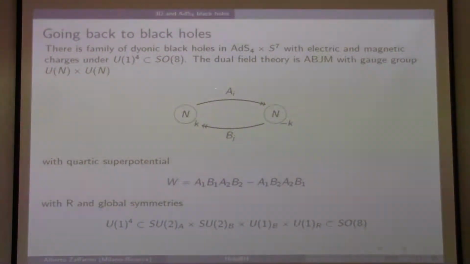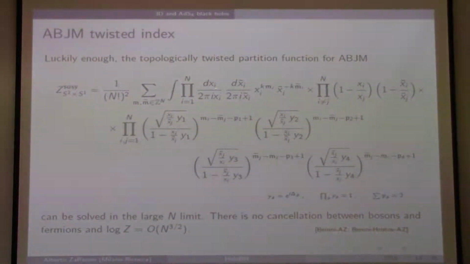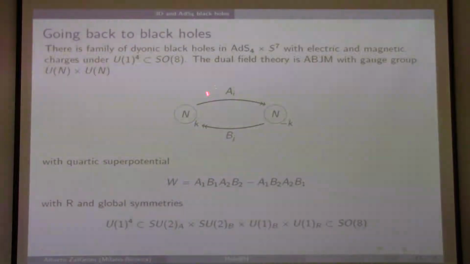So we know everything about the gravity side and the field theory side, and then you can try to evaluate this topologically twisted index. I'm not discussing the details because even the evaluation of this is complicated, so I'm going to give you some general properties. So this is the object that you need. Using the rules that I told you before, you need to do a sum over topological sectors. You have two gauge groups, so on the sphere you can put a magnetic flux for U(N) here and another for the second U(N).